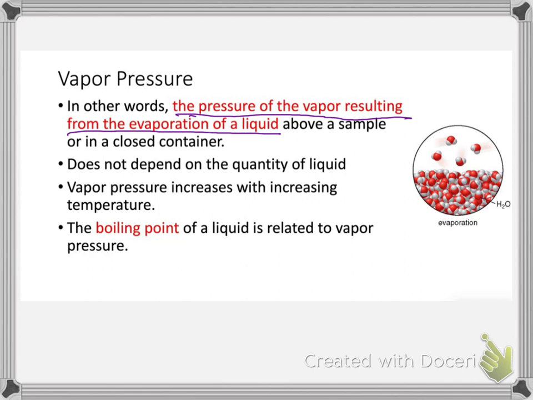Now notice, and we'll talk about it a little bit more, this bullet point says it doesn't depend on how much liquid you have. Okay, so it's independent on how much. It does depend on what the liquid is. The vapor pressure will increase with temperature, and that's because the higher the temperature goes, the more energy they have and the more liquid will evaporate. We'll talk about that on the next slide some more. And the boiling point of a liquid is directly related to its vapor pressure.